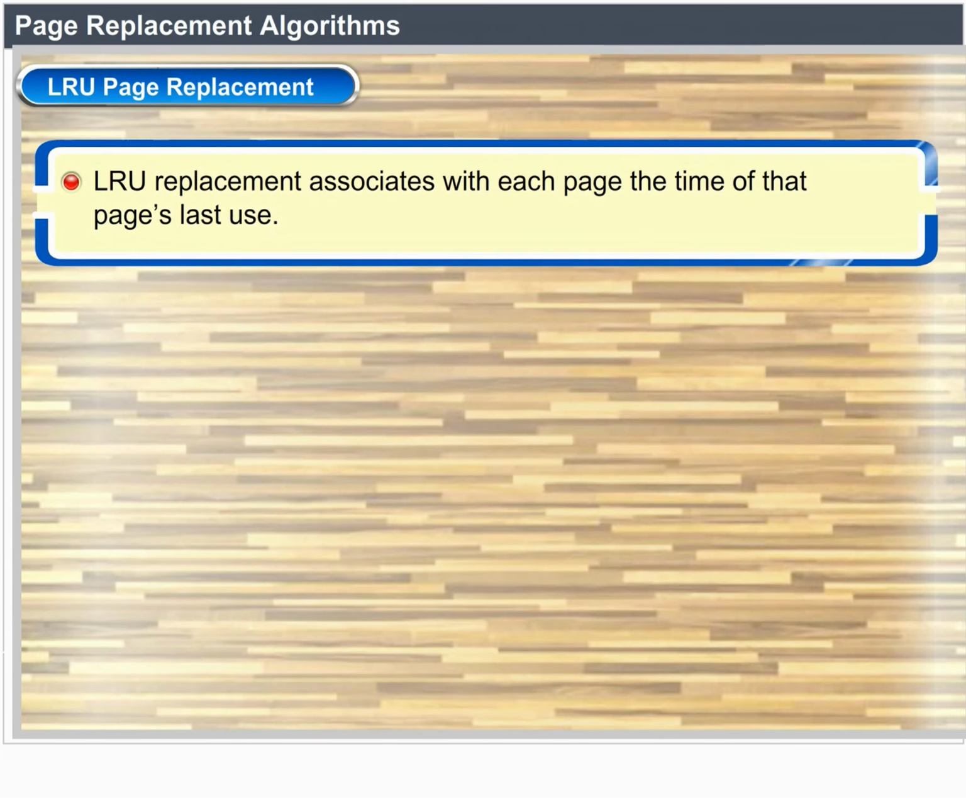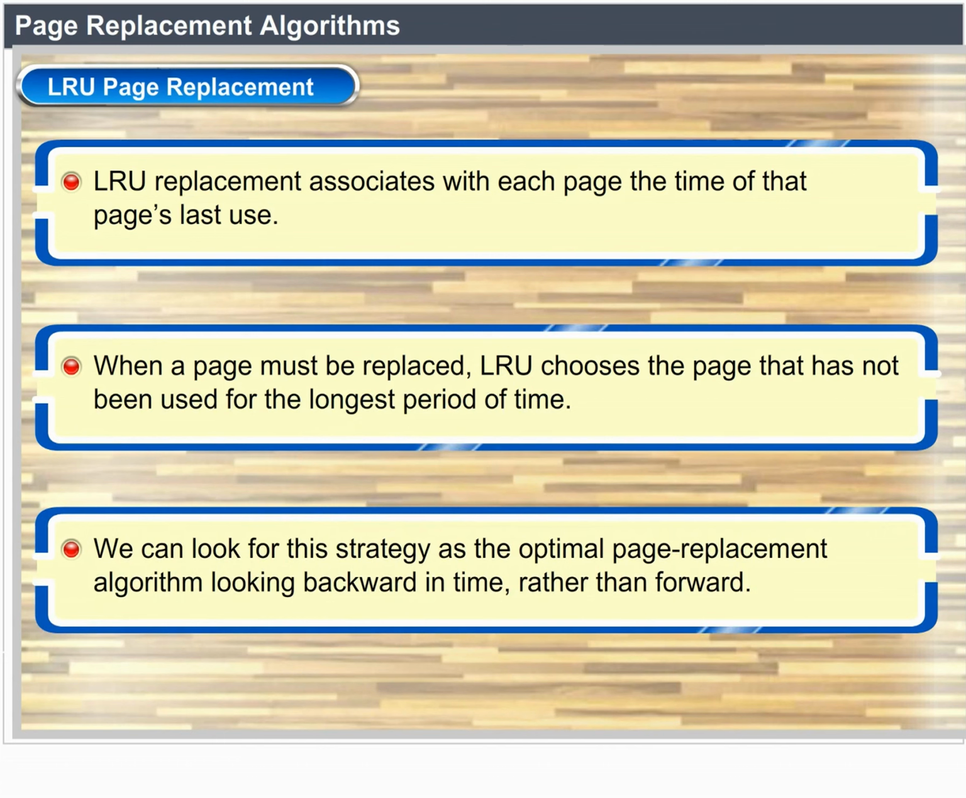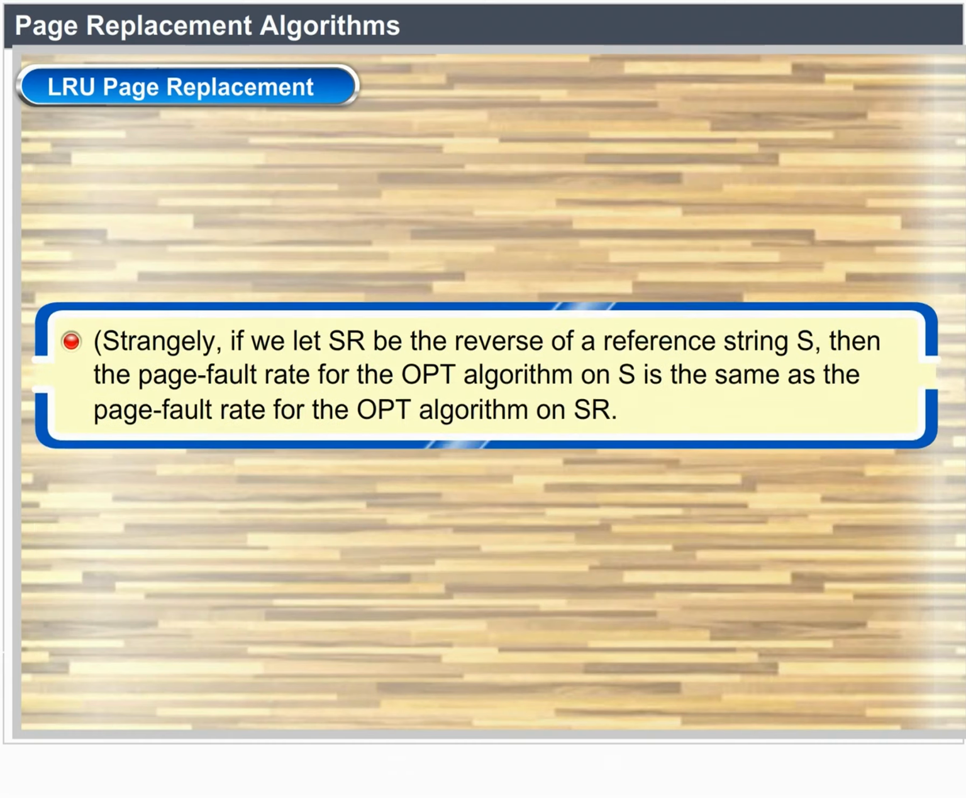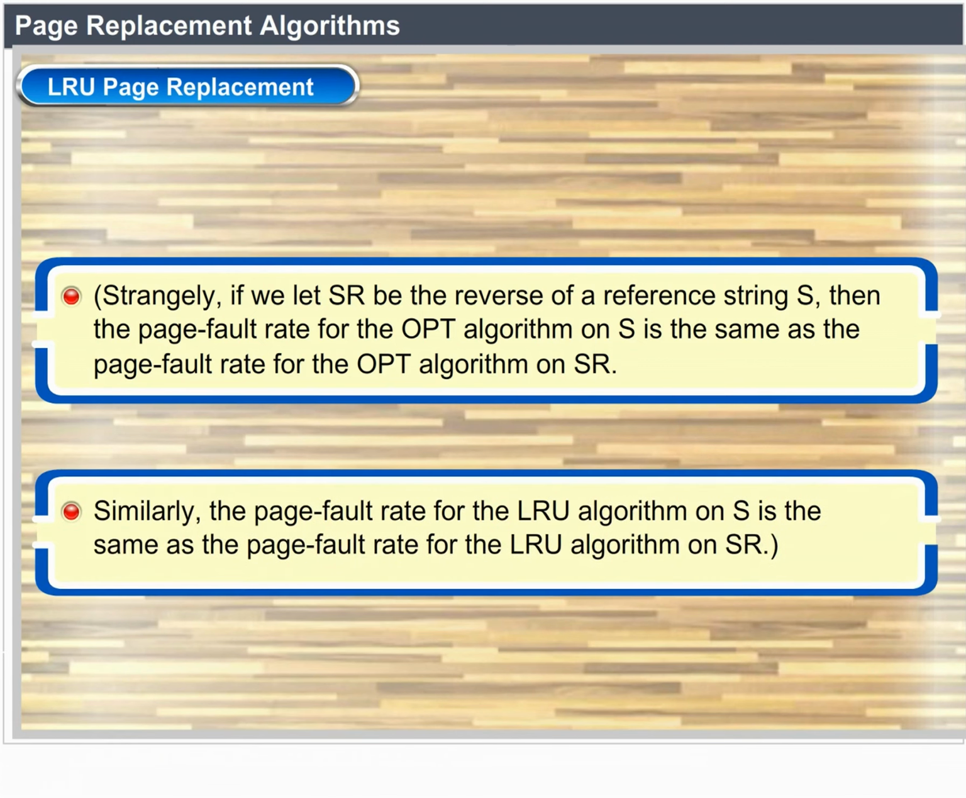LRU replacement associates with each page the time of that page's last use. When a page must be replaced, LRU chooses the page that has not been used for the longest period of time. We can think of this strategy as the optimal page replacement algorithm looking backward in time rather than forward. Strangely, if we let SR be the reverse of a reference string S, then the page fault rate for the OPT algorithm on S is the same as the page fault rate for the OPT algorithm on SR. Similarly, the page fault rate for the LRU algorithm on S is the same as the page fault rate for the LRU algorithm on SR.